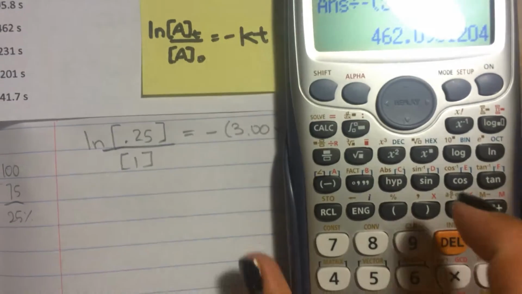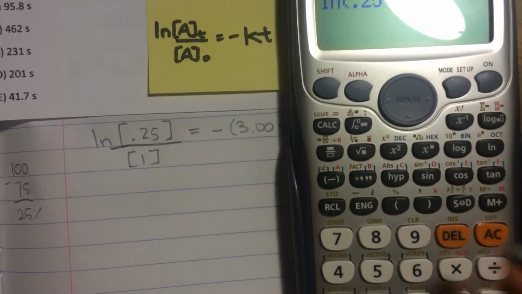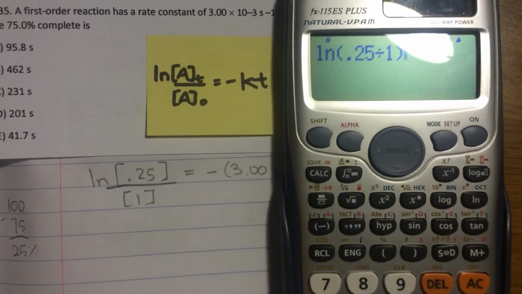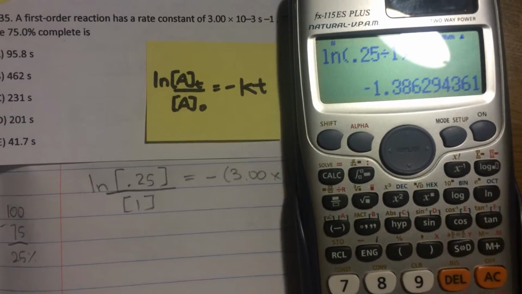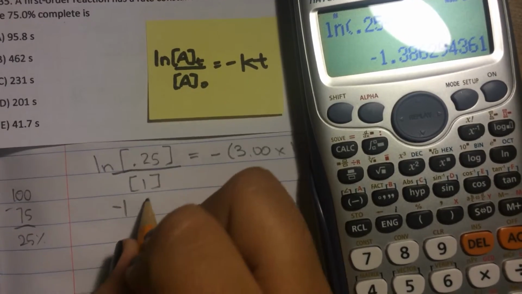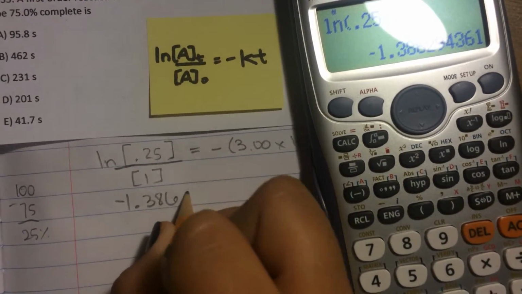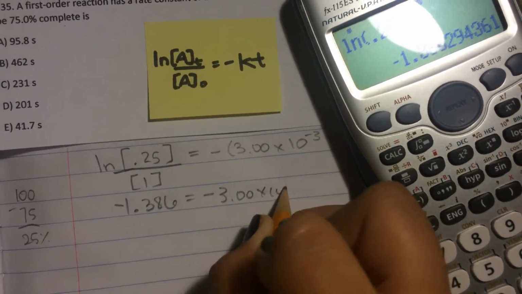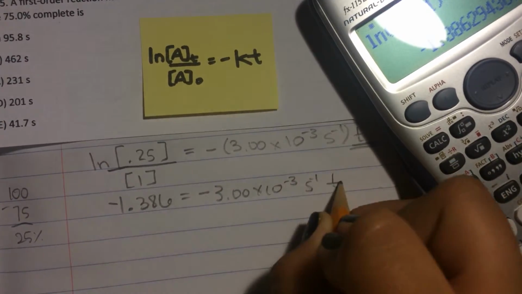So on our calculator, the natural log of 0.25. You can do divided by 1, but we know that divided by 1 is 0.25. So we have negative 1.386, so the natural log is equal to negative 1.386, which is equal to the negative 3 times 10 to the negative 3 per second times time.